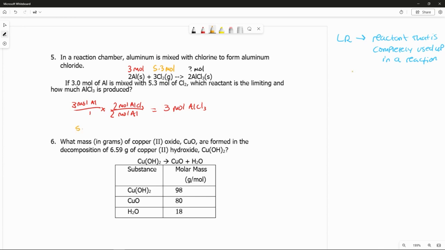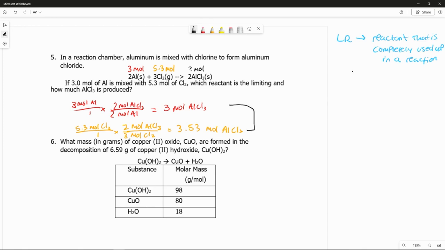So we have 5.3 moles Cl2. And for every, look at our equation, for every 3 moles of Cl2, we have 2 moles of AlCl3. All right, and now our units for moles of Cl2 cancel, and we're left with moles of AlCl3. We can solve. 5.3 times 2 divided by 3 is 3.53 moles of AlCl3.